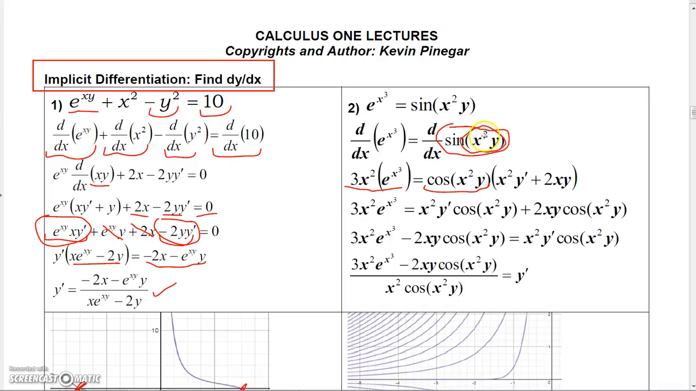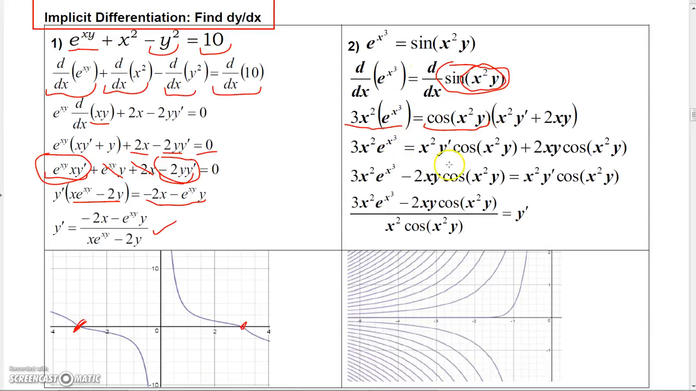So I take x squared times the derivative of y, so that'd be y prime, plus the derivative of x squared, which is 2x, and then times y. So that's the product rule. Now, I'm going to distribute over here, and I get x squared y prime times that cosine, and then I get 2xy times that cosine.